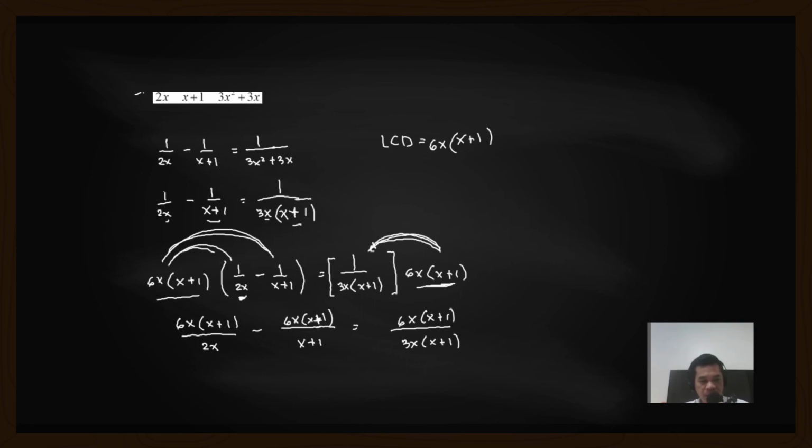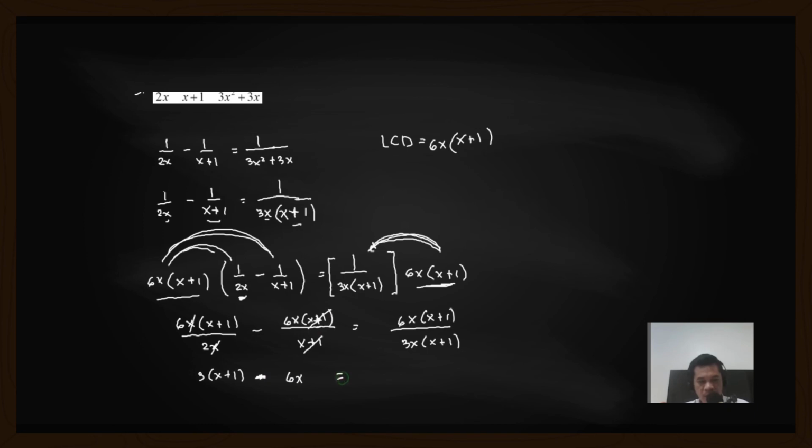And then, i-cancel natin yung mga dapat i-cancel. Okay? So, here, cancel yung x, common. And then, 6 divided by 2, that is 3. And then, eto siya, copy lang, bring down. Okay? X plus 1. And then, common, cancel. Yan. So, the result is 6x. Sorry, it should be minus.